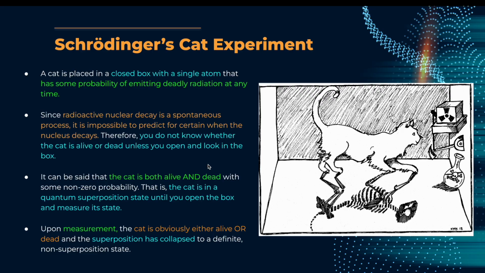So it can be said that the cat is alive and dead at the same time, with the same non-zero probability, which means that the cat is in a quantum superposition state until you open the box and measure its actual state. And upon measurement, obviously when you open the box, you'll know the cat is alive or dead. But the point is that when the box is closed, the cat is dead and alive at the same time. But when you open the box, the quantum superposition collapses and it enters a non-superposition state.